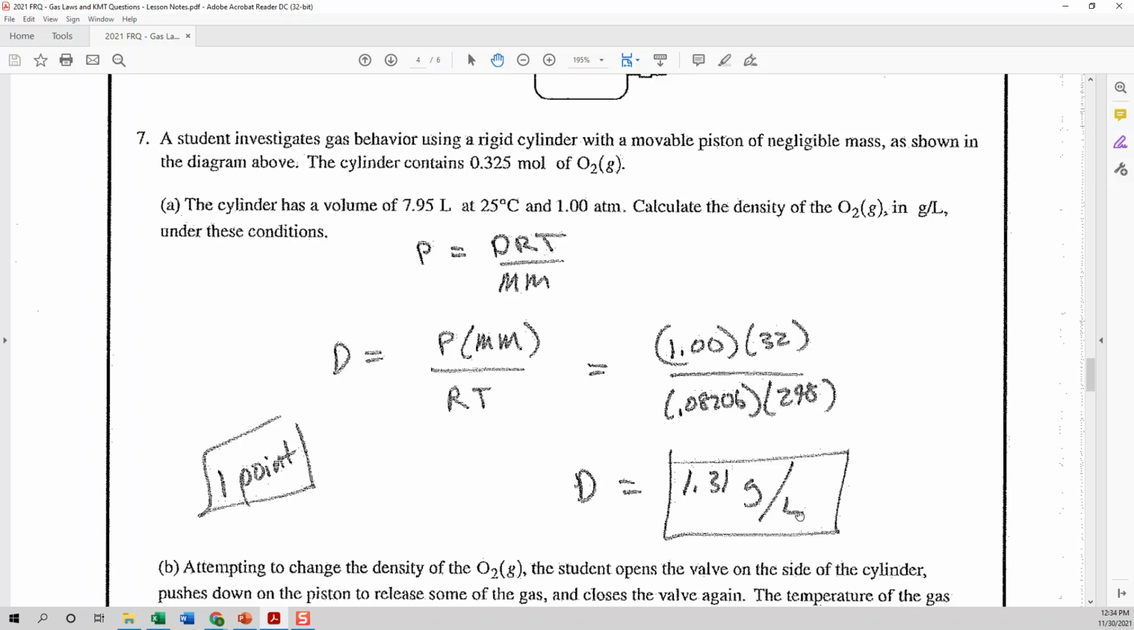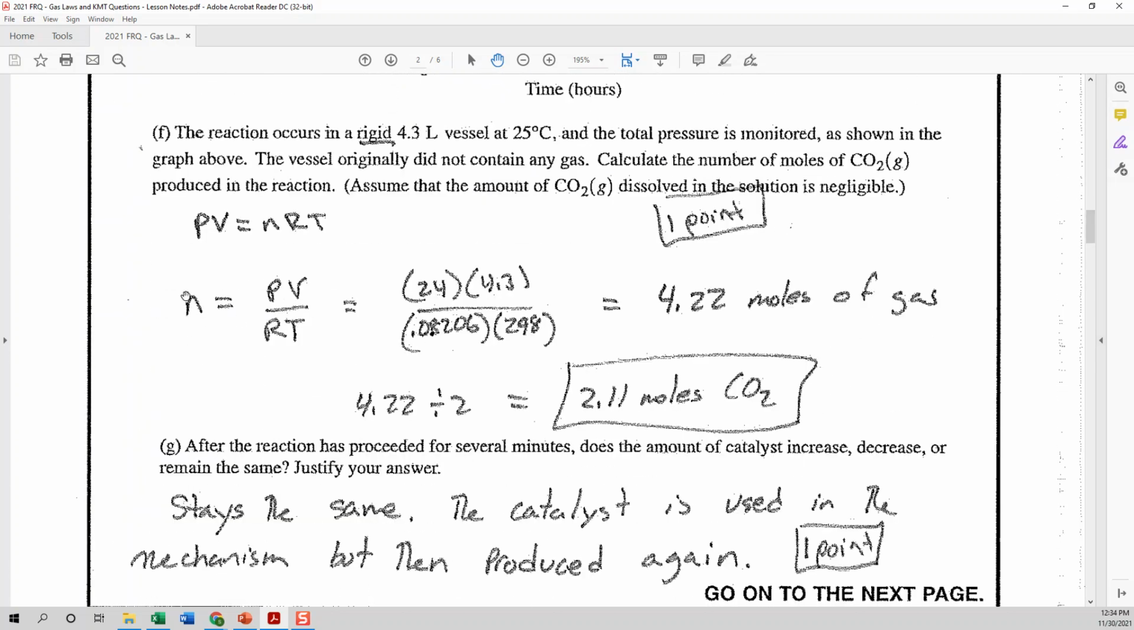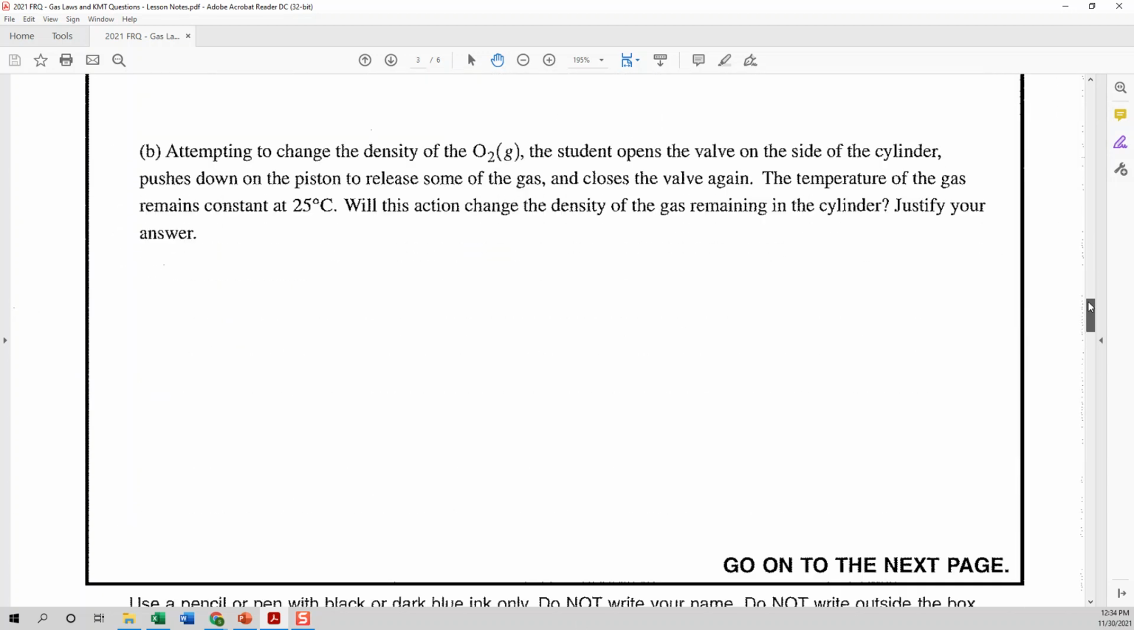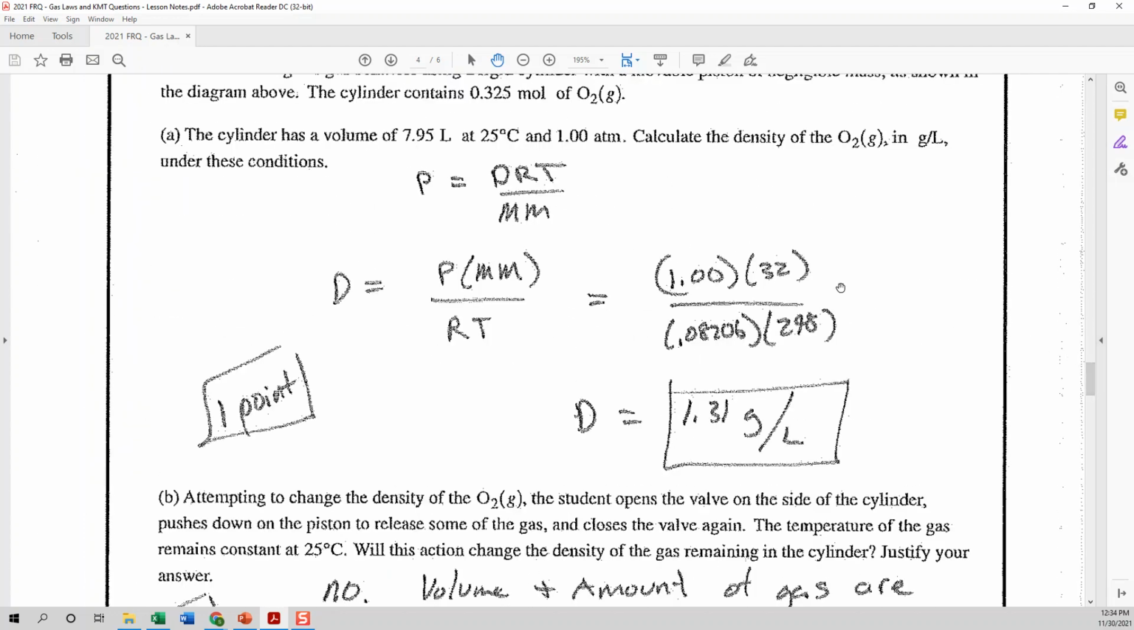we got our answer. Now again, we could have used PV equals nRT like we did back here, and we could have solved for n, and once we got n, that would give us moles of the oxygen, and then we would multiply by the molar mass of the oxygen, and then divide by the volume in liters to get the density. Either way is fine, but this is a slight time saver.